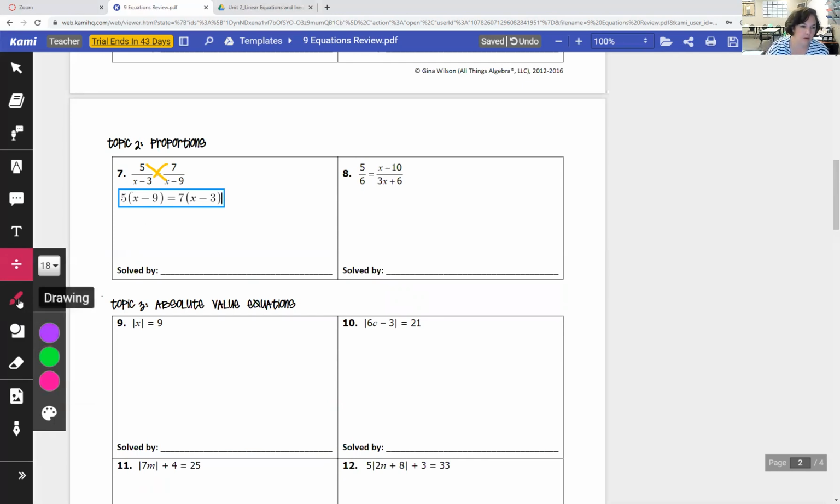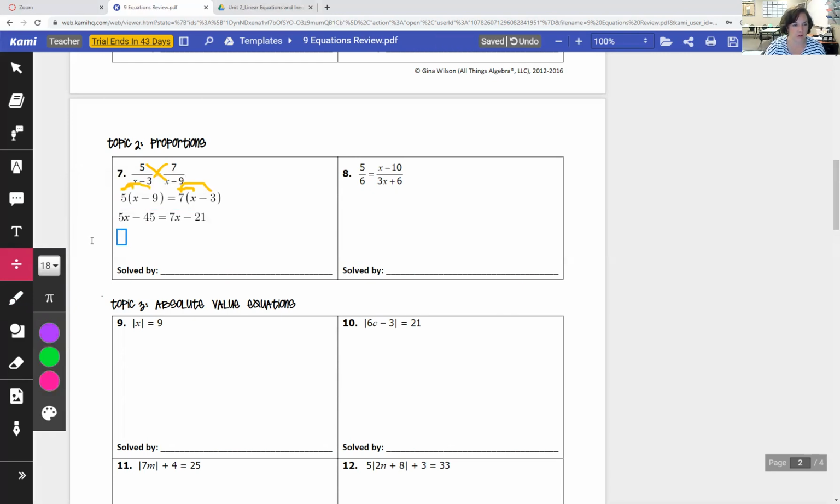Okay, and now that I have multiplied, I have these parentheses, so I need to distribute through the parentheses on both the left and right side. 5 times x is 5x, and 5 times negative 9 is a negative 45. On the right, 7x, and 7 times negative 3 is -21.